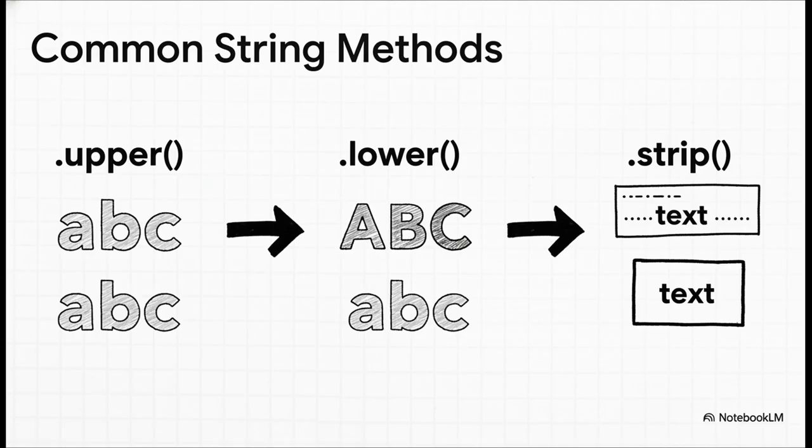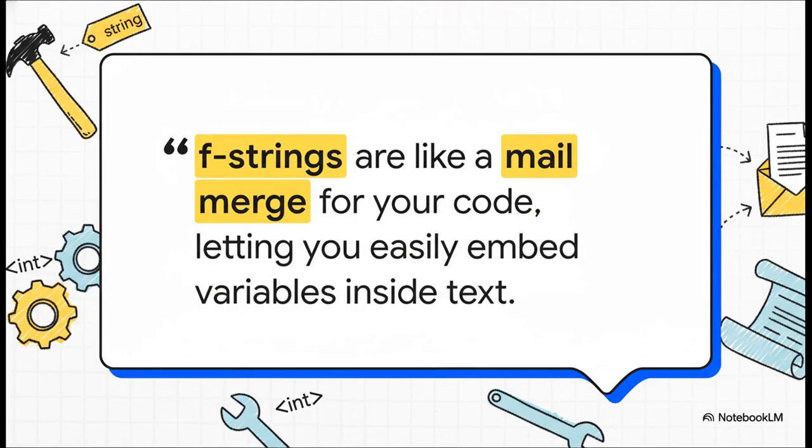Strip is your best friend. These simple little tools make working with text an absolute breeze. But here is a real game changer. F-strings. They are an incredibly powerful feature that lets you drop your variables right inside a string. It makes creating dynamic messages so easy.